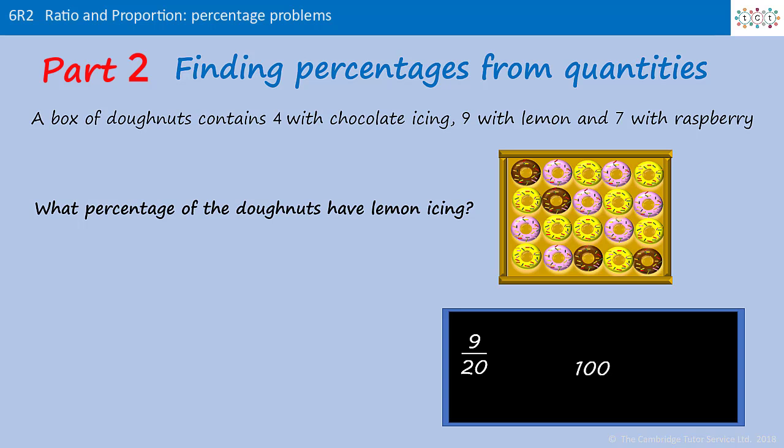Again, we need to turn the denominator into 100. This time we have to multiply. How many times does 20 go into 100? Well, that's 5. So we multiply 20 by 5. That means we need to multiply 9 by 5 as well. 9 times 5 is 45. That means that 45% of the donuts have lemon icing.